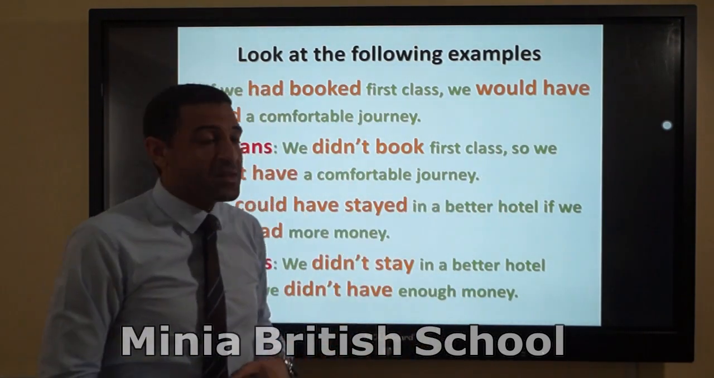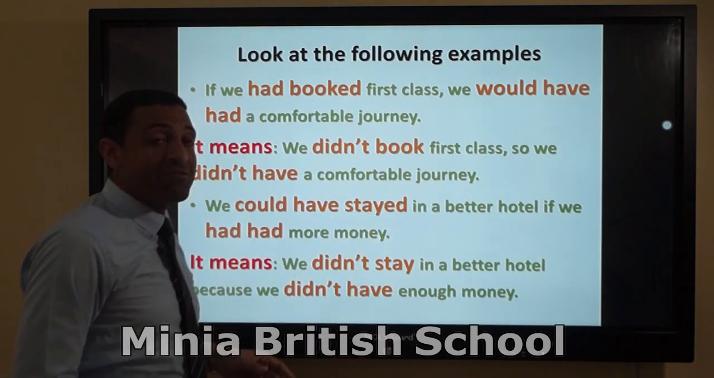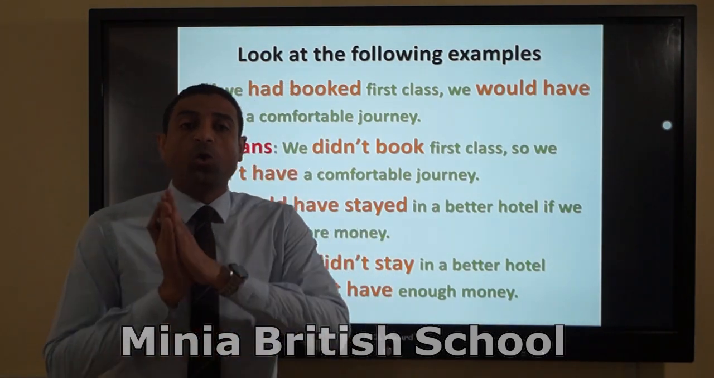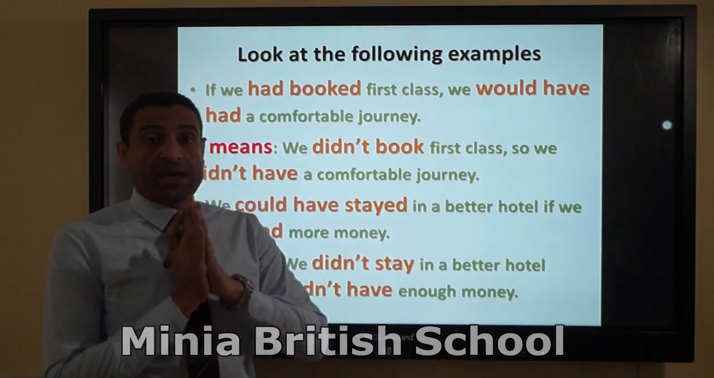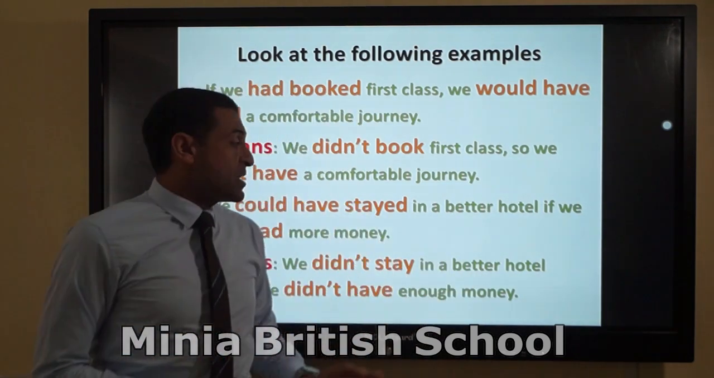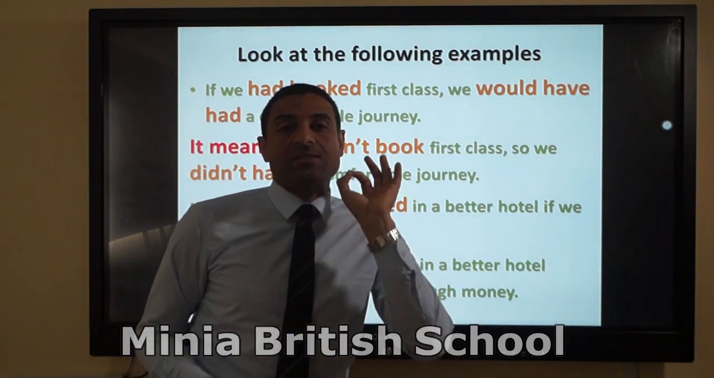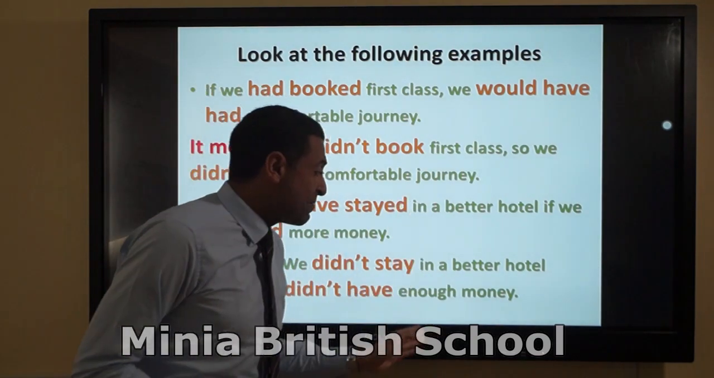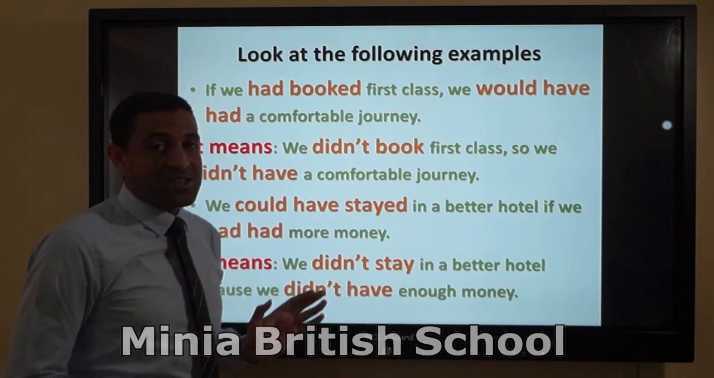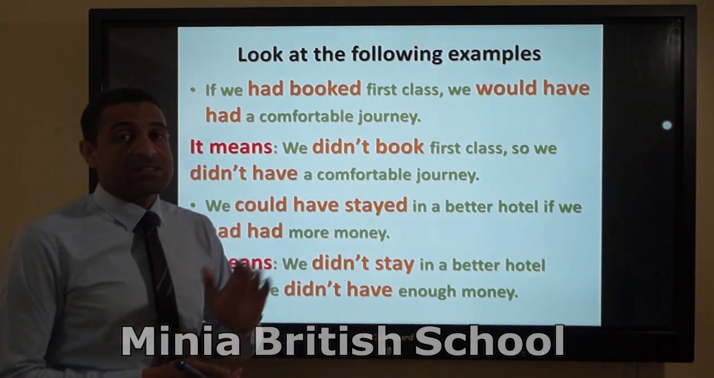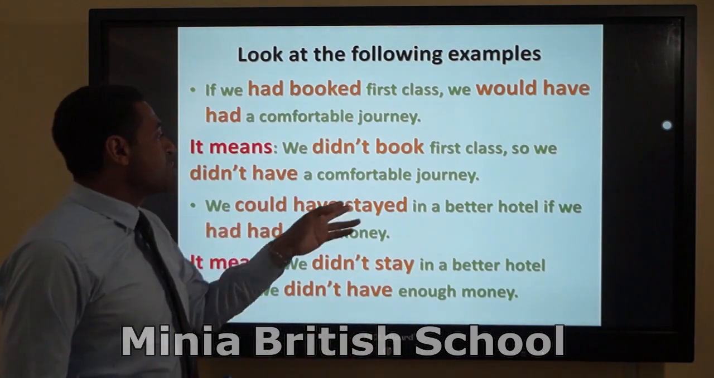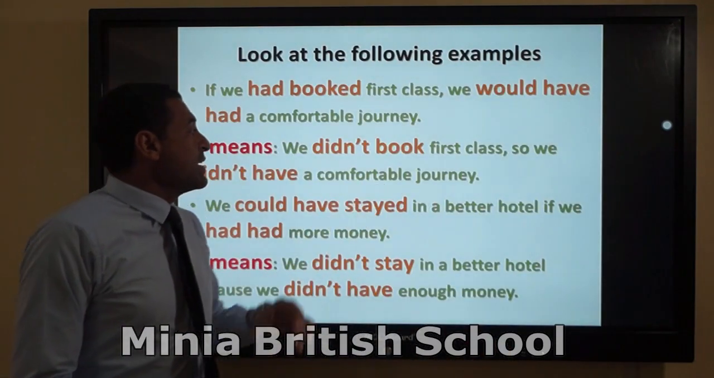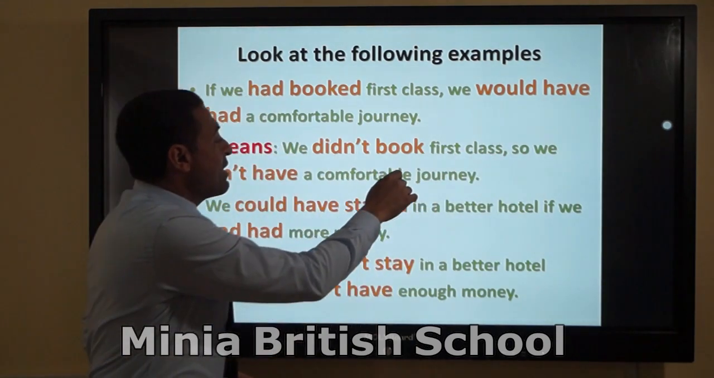In the meaning, one sentence has so, and the other has because. How can I know which sentence goes for the if clause and which for the main clause? The sentence that has because is the if clause, and the other part, which doesn't have because, is the main clause. As well, when we use so: we didn't have a comfortable journey.